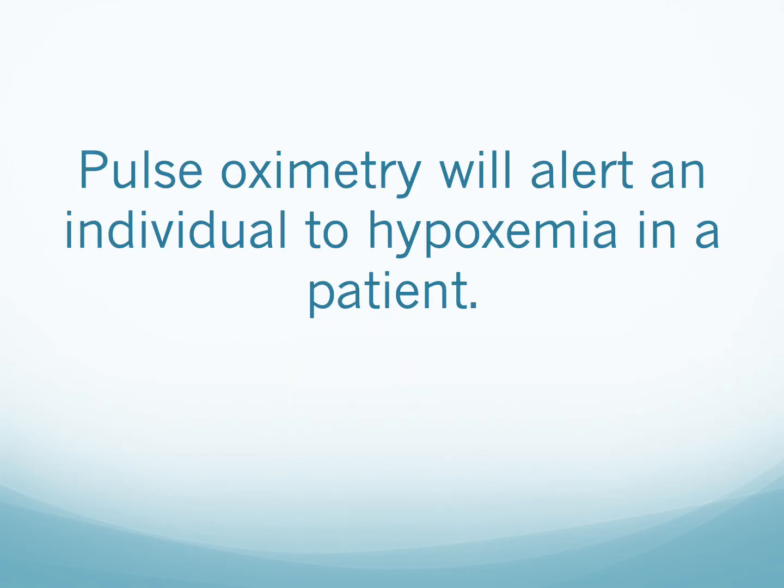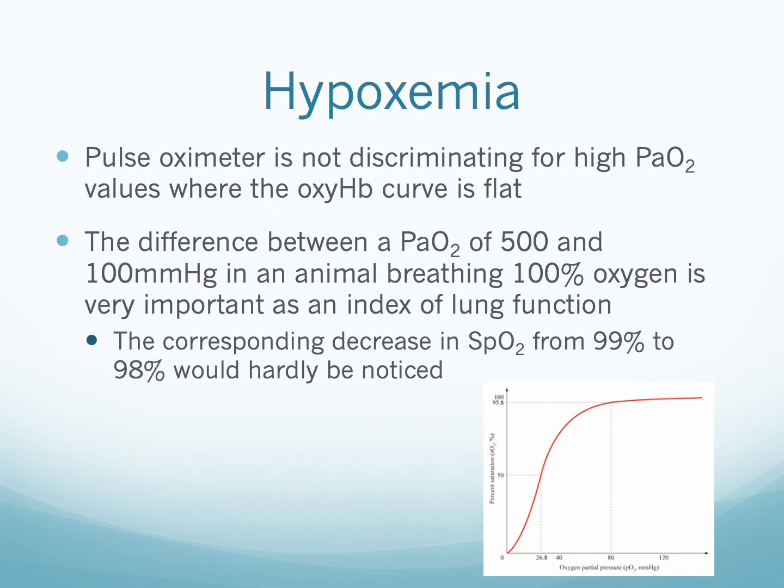Pulse oximetry will alert an individual to hypoxemia in a patient. Absolutely. Pulse oximetry is not discriminating for high PaO2s where values on the oxyhemoglobin curve are flat, but once you start getting on the slope of that curve, you absolutely will be alerted to hypoxemia.